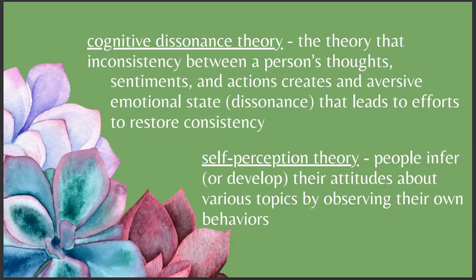Okay, then we have the self-perception theory. This is where we infer or develop our attitudes about various topics by observing our own behavior. So we don't know what our thoughts or sentiments are about something until we watch our actions. Okay, so that's how it's different from cognitive dissonance. People infer or develop their attitudes about various topics by observing their own behaviors.